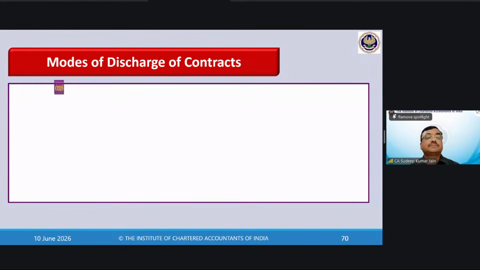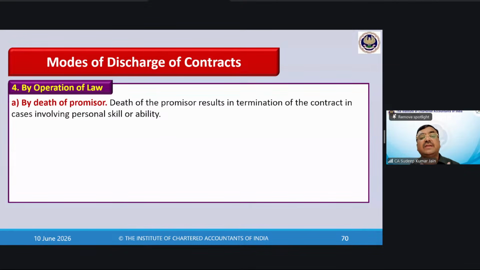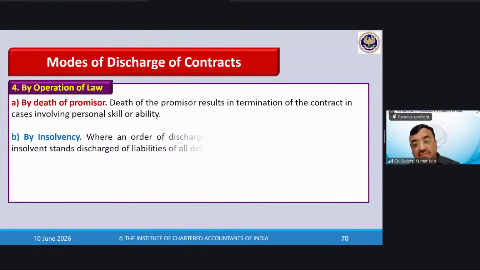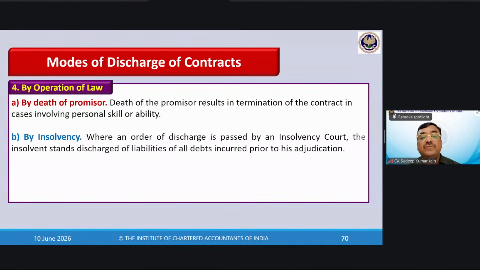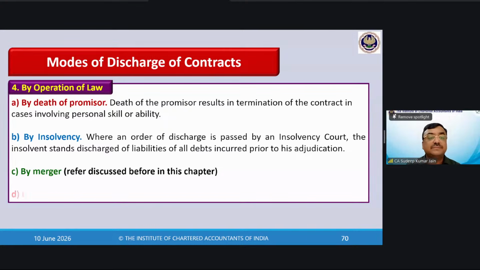Next point, by operation of law, compulsorily, in case of death, we have discussed. In case of insolvency, if the party becomes insolvent, then insolvency discharges all the liabilities of debts incurred prior to the adjudication. If the person is declared insolvent, then he will be discharged from all the liabilities incurred by him before the order of insolvency. By merger, we have already discussed.